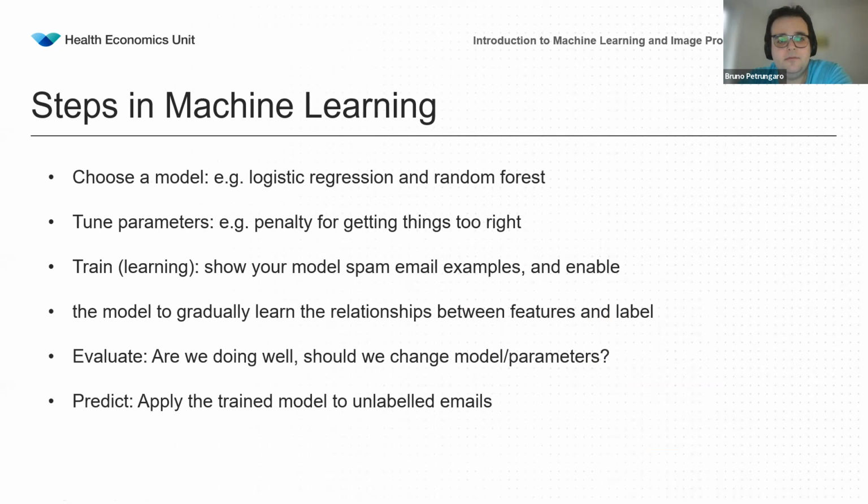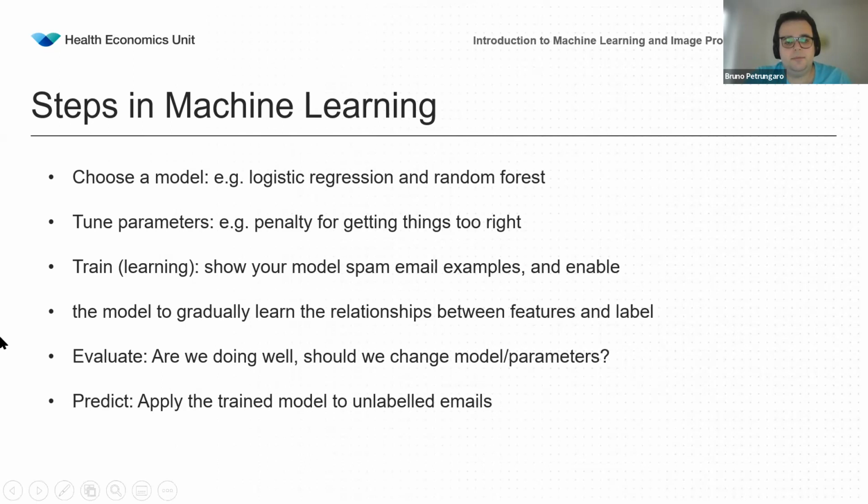The next step is choosing a model, or trying a couple of models. In this case, today we'll try two: logistic regression and random forest. We're going to tune parameters. Some algorithms have the ability to penalize overly complex models, so the complexity is just right and we're not overfitting the model, which is when we have high accuracy in the training data set and low accuracy in the test data.